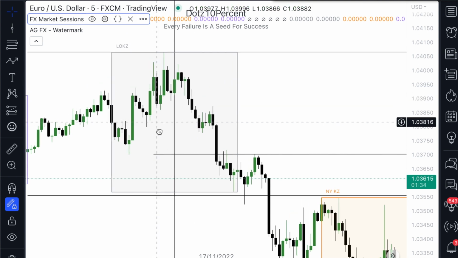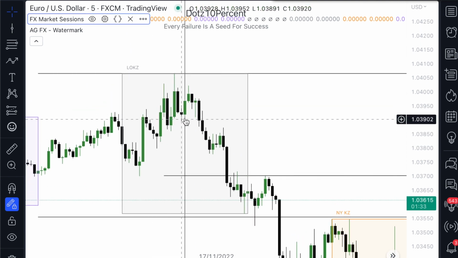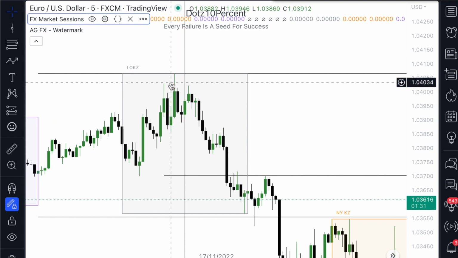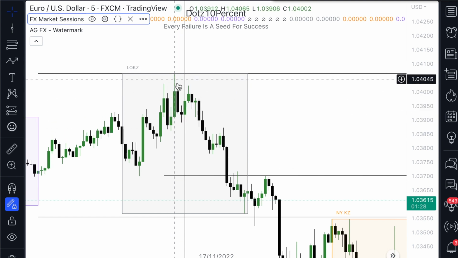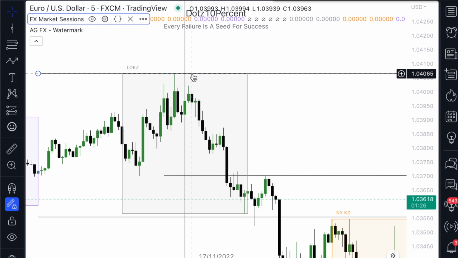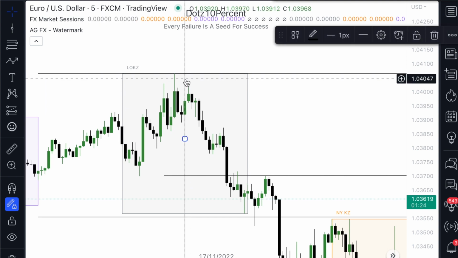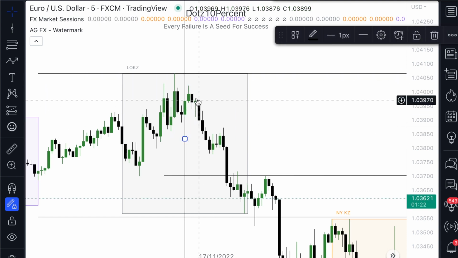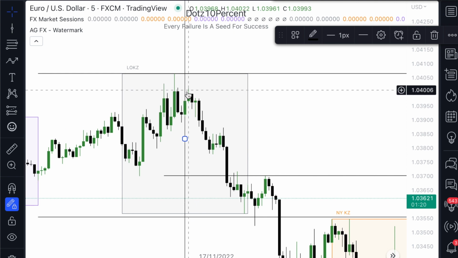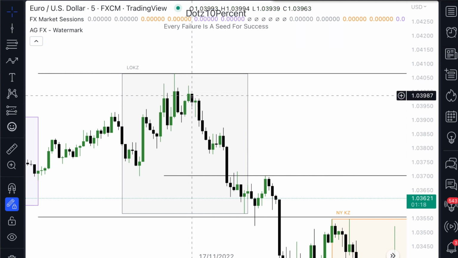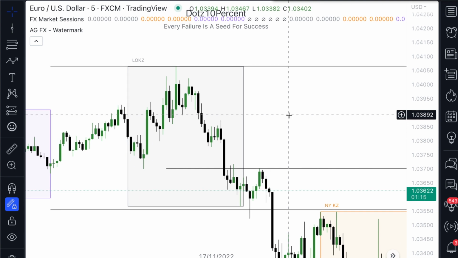So, I'm not saying that this was necessarily easy to not get caught out here, drawing from this low to this high, retrace, aim for this high. Very easy to get caught out there. But, price after the midpoint of the kill zone starts to offer a reversal. So now how do we trade this reversal?